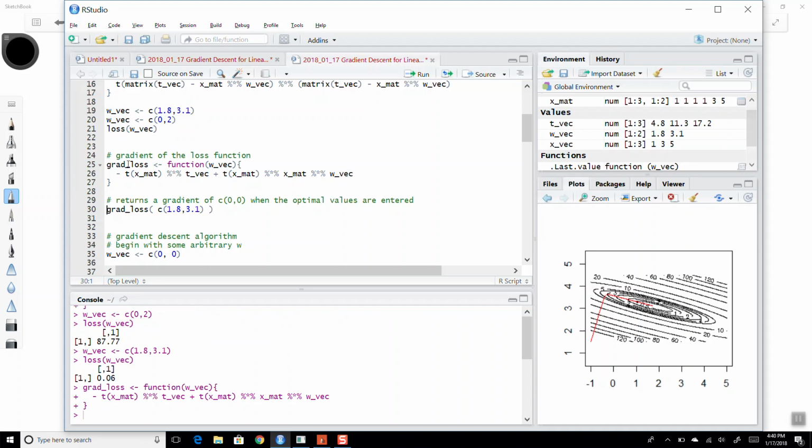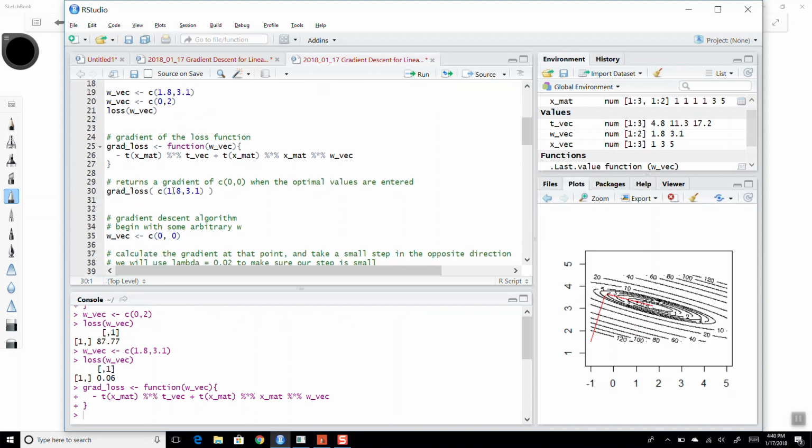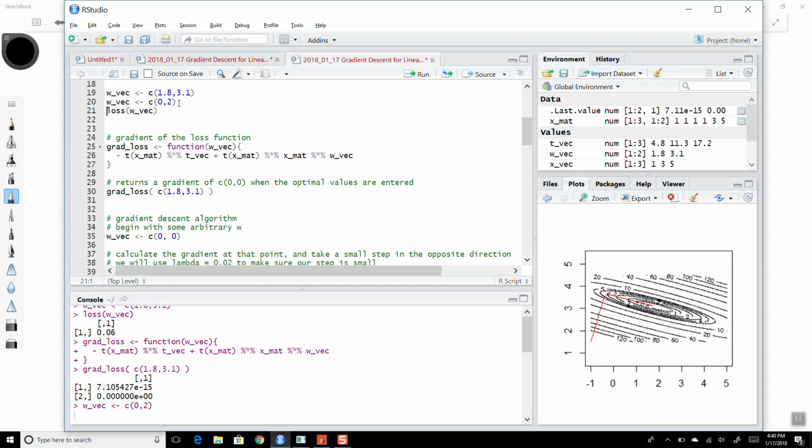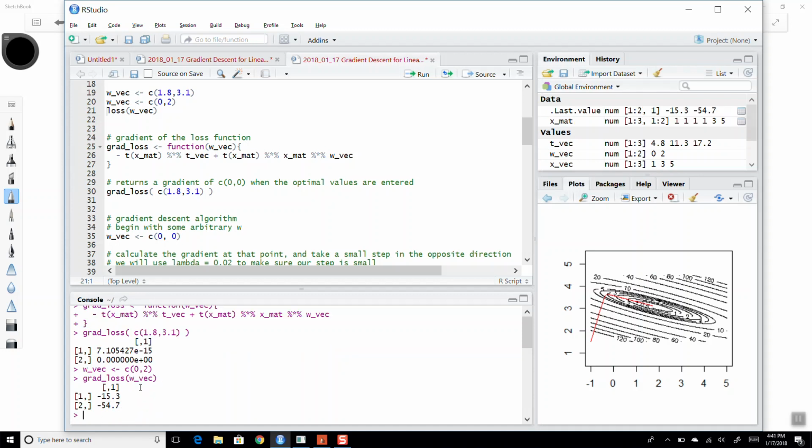Then if I calculate the gradient at the point 1.8, 3.1, which is the optimal solution, it returns a gradient at that point of basically 0, 0. Whereas if I plug in not the correct value, but our current estimate, it tells you the gradient at that point.